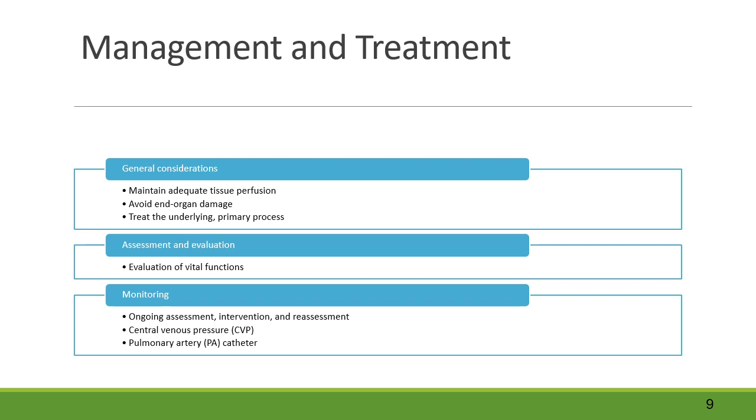If the urine output is less than 1 mL per kilogram per hour, shock is classified as decompensated shock, and in decompensated shock, blood pressure falls and there is compromise to end organ perfusion.